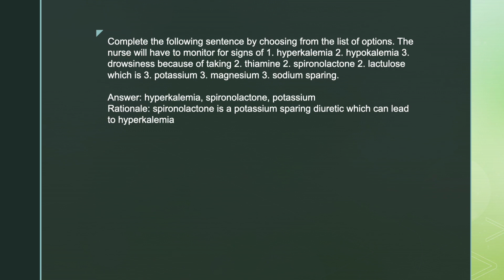Alright, so our next question is, complete the following sentence by choosing from the list of options. The nurse will have to monitor for signs of hyperkalemia, hypokalemia, or drowsiness because of taking thiamine, spironolactone, or lactulose, which is potassium, magnesium, or sodium sparing. So the answer here is going to be hyperkalemia, spironolactone, and potassium, and the rationale is because spironolactone is a potassium-sparing diuretic, which has the adverse effect of leading to hyperkalemia.